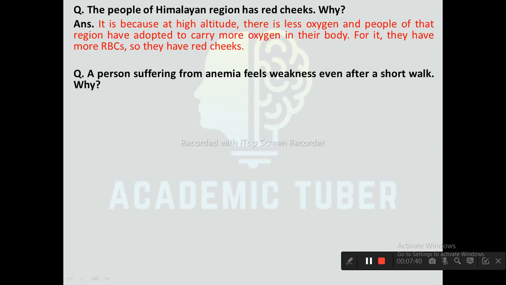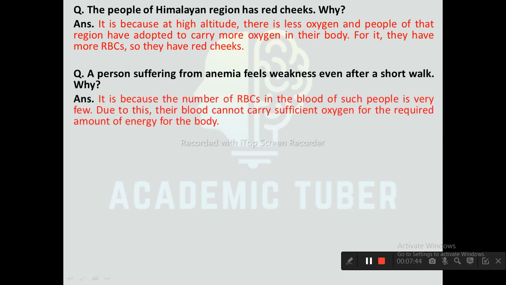Next one, a person suffering from anemia feels weakness even after a short walk. Why? It is because the number of RBC in the blood of such people is very few. Due to this, their blood cannot carry sufficient oxygen for the required amount of energy for the body.